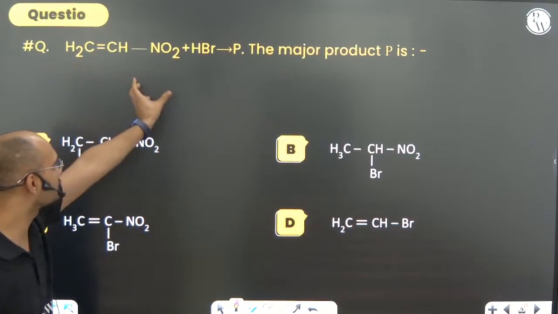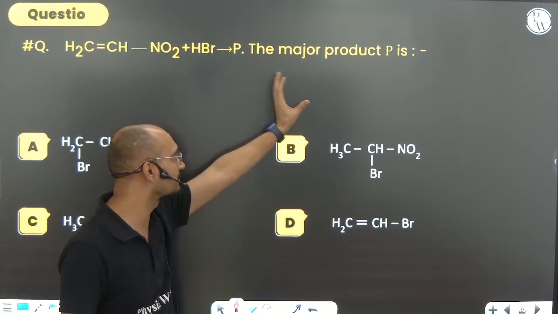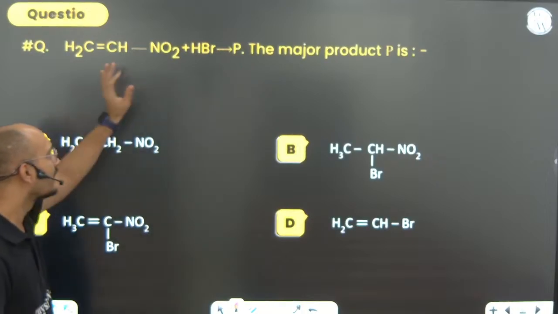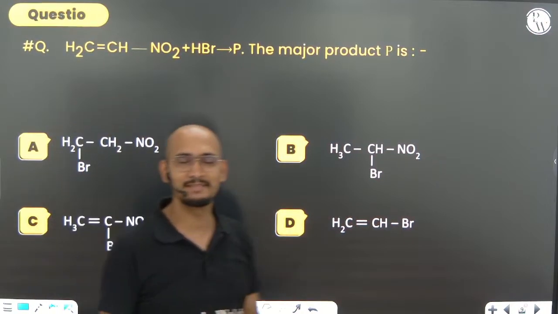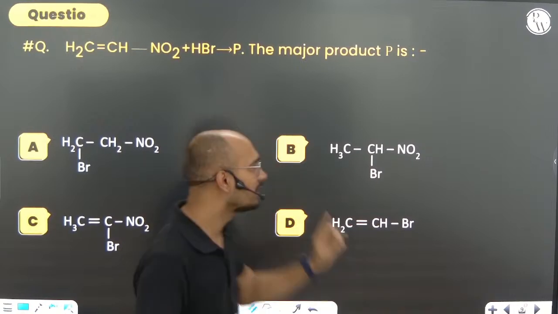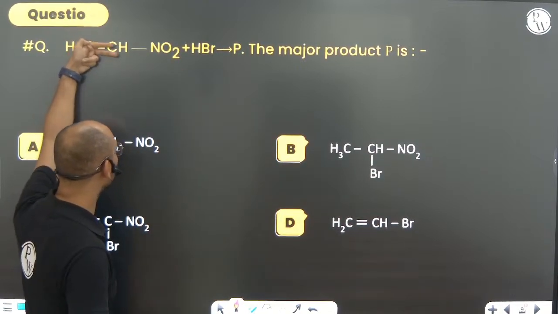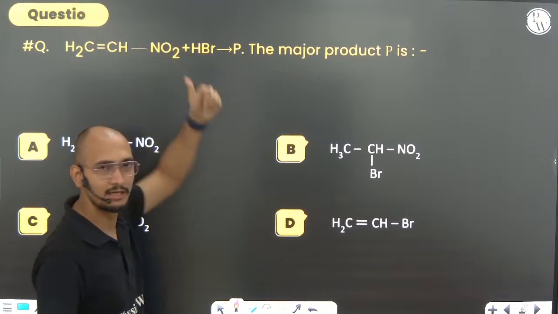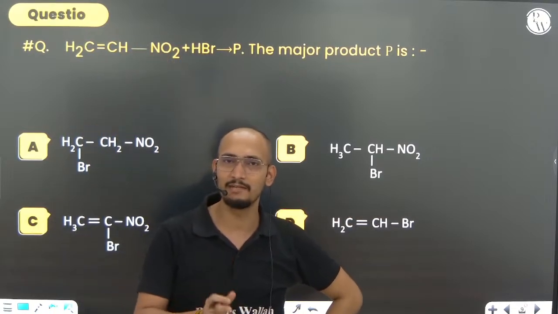Now there is this question, HBr is reacting with this, and it is asking for the major product. Whenever such kind of questions are there, always think that if a pi bond is there, the pi bond will be broken and HBr is going to be added, because there is a double bond. So alkene will show the addition reaction.